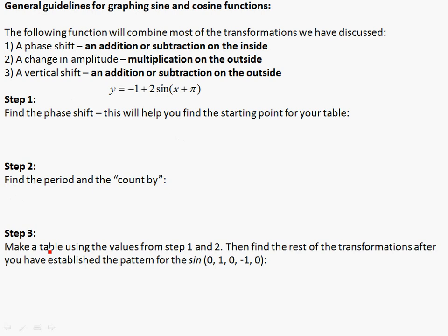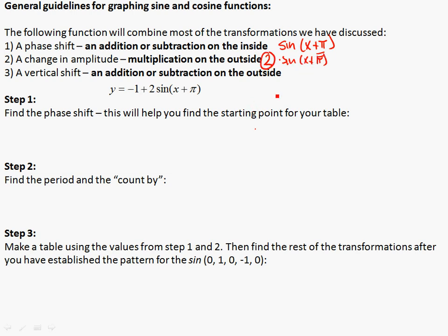Alright, so general guidelines. This would be for all of them. In this case, since we have a phase shift, you need to deal with that first. Okay, a multiplication on the outside. So a phase shift here would be, I'll list them over here, the part where it says sine of x plus pi. So that's your phase shift. The change in amplitude is the 2 times the sine of x plus pi. So the 2 is an amplitude change.